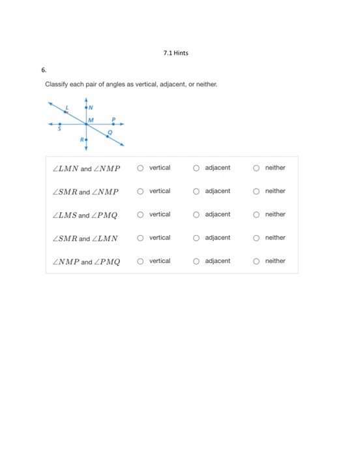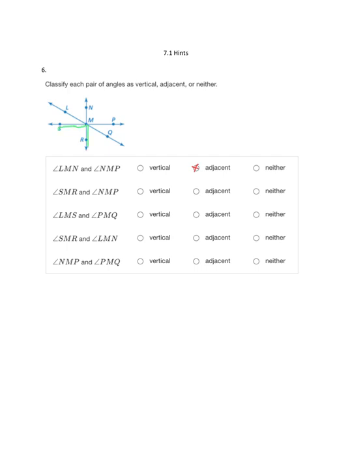So we have LMN, that's this angle right here, and NMP. Okay, so we can see that these two angles are right next to each other. So those are adjacent. If they're adjacent, they can't be vertical. It's one or the other. So those are adjacent. I'm going to go ahead and erase that so we can take a look at our next pair.